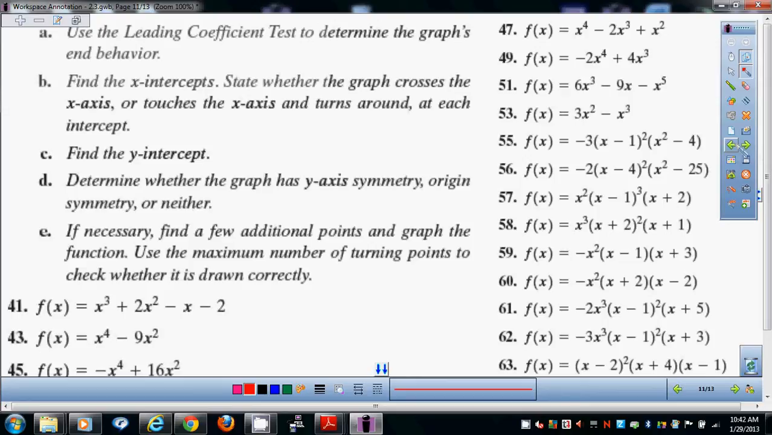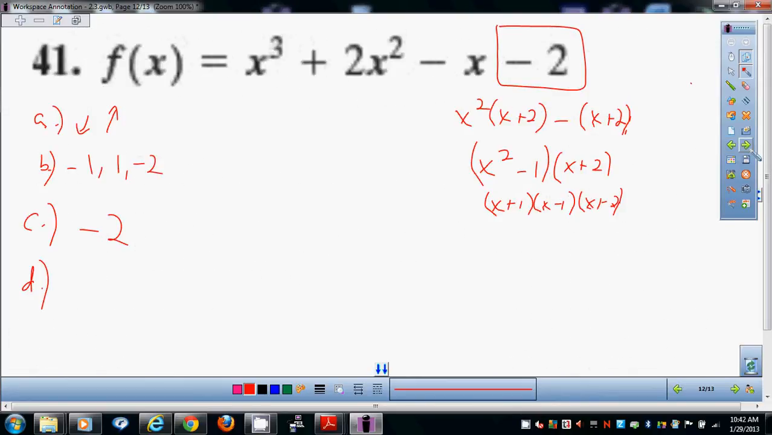If they're all odd, it's origin symmetry. If they're all even, it's y-axis symmetry. And that's going to help you when you graph it. And part E is graph. Let's do it.